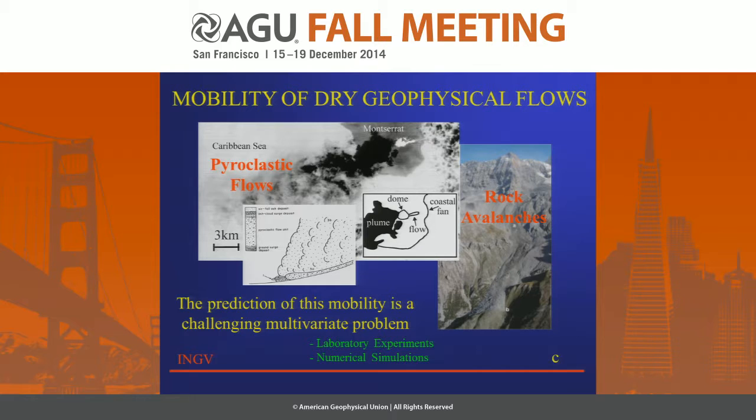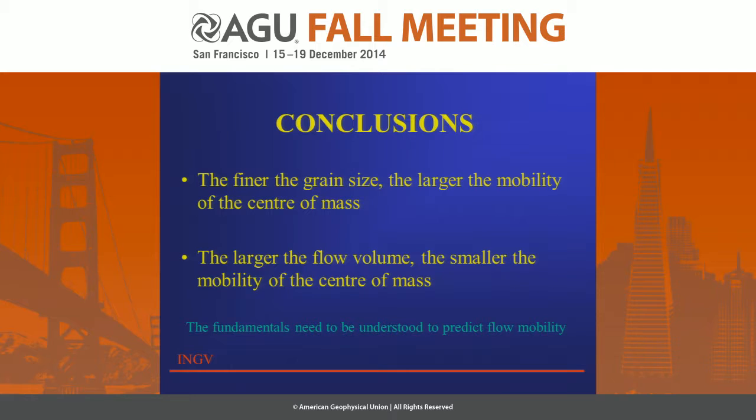I'm going to show you now first our main conclusions, and then I will explain to you how we got there. Okay, so these are the main conclusions. The first one is that the finer the grain size, the larger the mobility of the center of mass. And the second is that the larger the flow volume, the smaller the mobility of the center of mass. Okay, these are kind of fundamentals which we need to understand to be able to predict flow mobility. I think it's useful to show the conclusion at the beginning of the talk, so it's easier then to follow the talk.